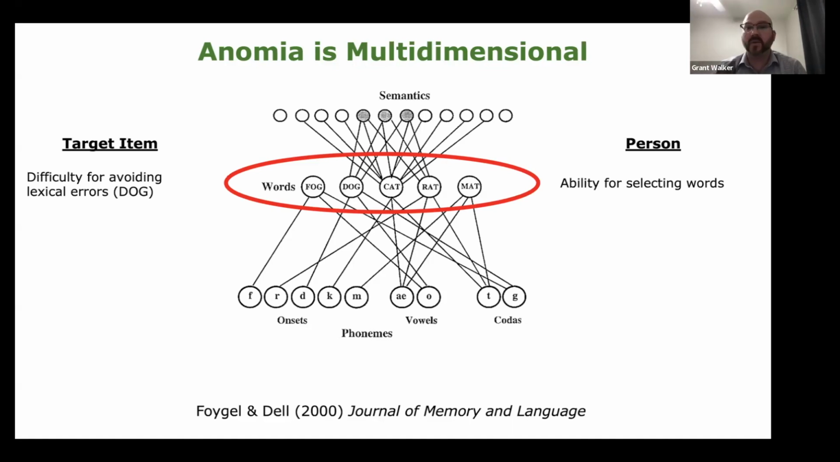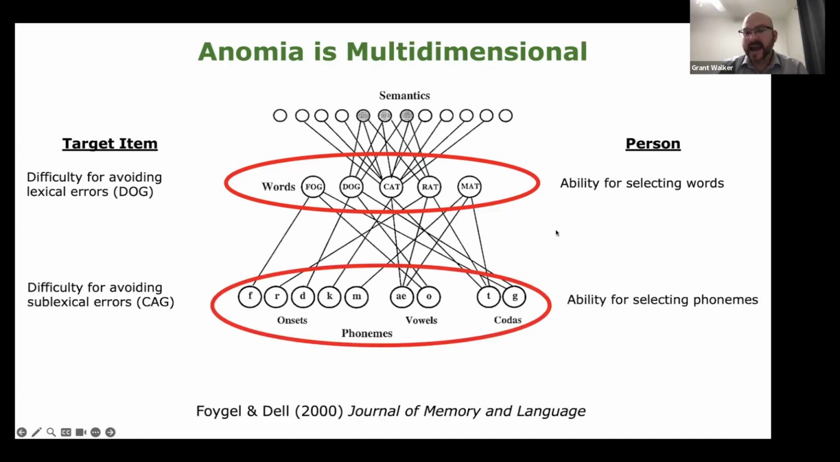So we have to select a word. This is the Dell model of language, where first you have some idea of what you want to say, these semantic features, and then you choose a word, and then you choose the phonemes corresponding to that word. You can make errors at any of these levels, so there might be people who are better at selecting words than other people. There might be items that are easier to select than other items. And likewise, at the phonological level, there might be people who are better at selecting phonemes than others. And so we can order people along these different cognitive operations.